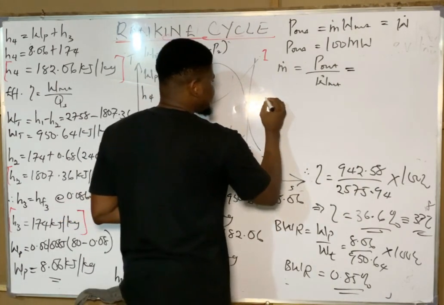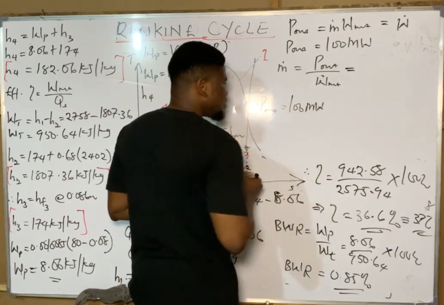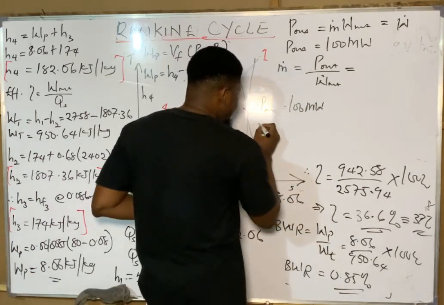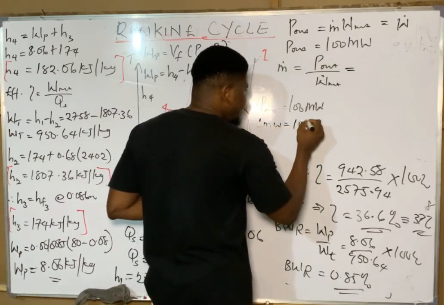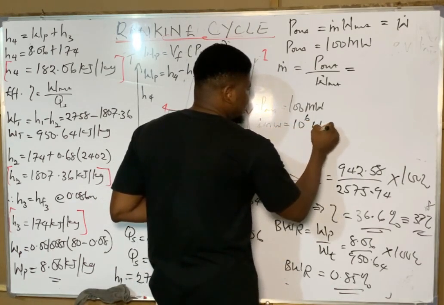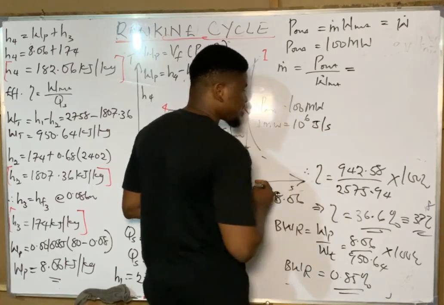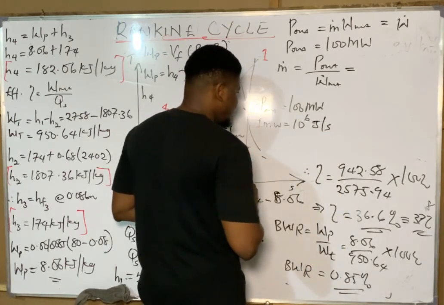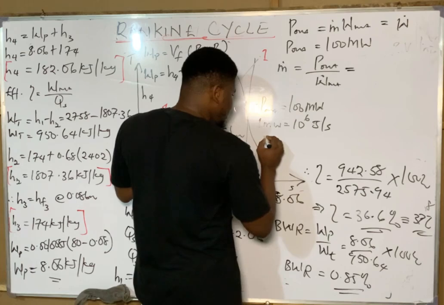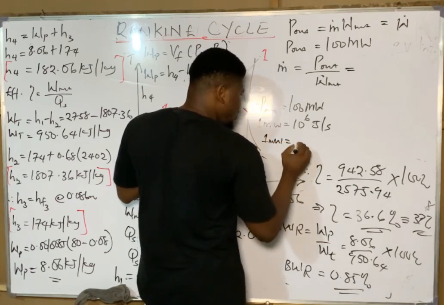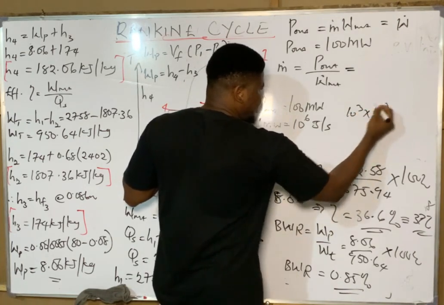Remember, the power output was given in the equation as 100 megawatts. So it is important to know that 1 megawatt is equal to 10 to the power of 6 watts, or joules per second. Joule per second is the same as watts. Also, 1 megawatt is equal to 10 to the power of 6, which is 10 to the power of 3 multiplied by 10 to the power of 3.